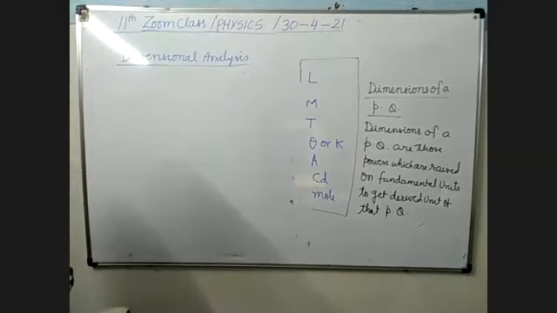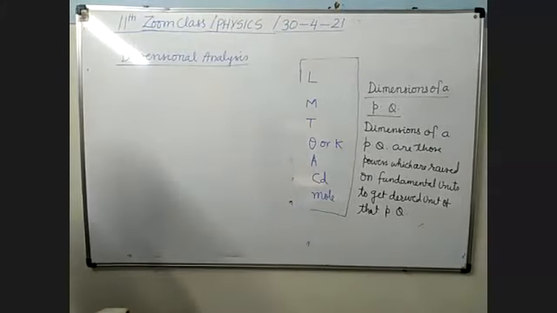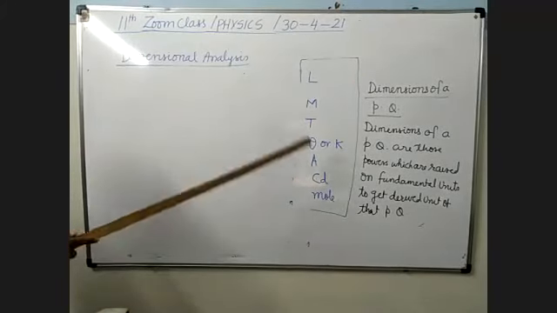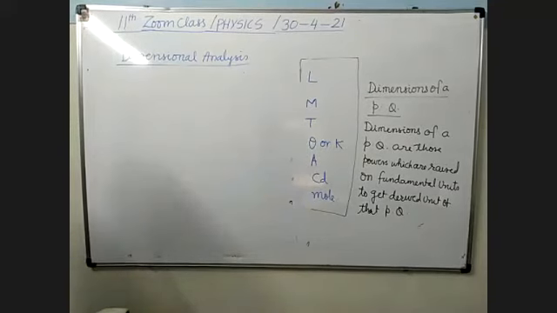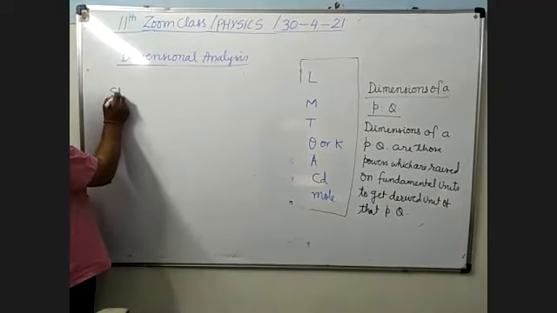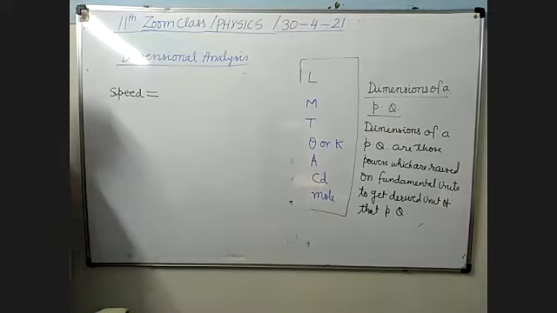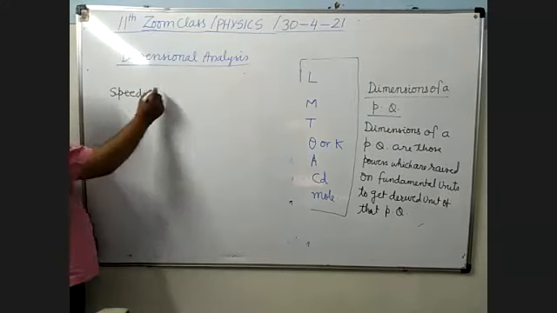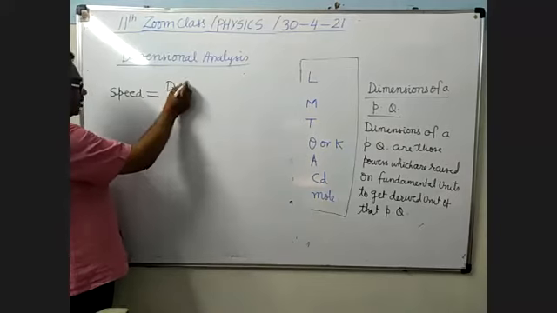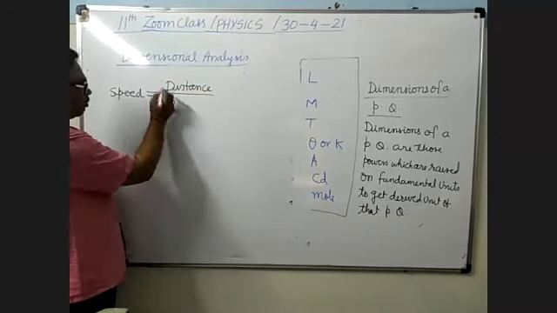Now, coming over the same thing, dimensions of a physical quantity are those powers which are raised on fundamental units to get the derived unit of that physical quantity. For example, you take a quantity speed. Who can tell the unit of speed? As you know, the formula of speed is distance upon time. The unit is meter per second.